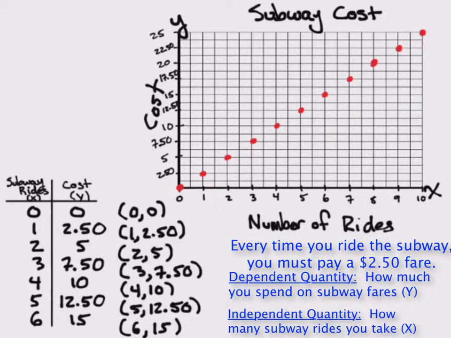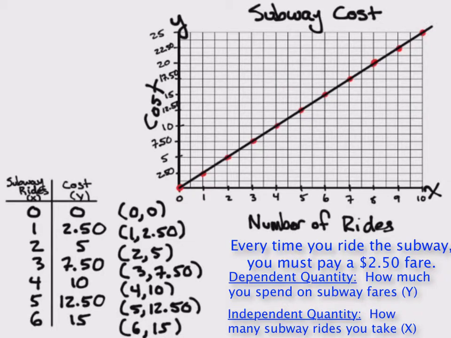Alright, and our points lie on a pretty nice line, which isn't surprising because, of course, the subway ride costs the same amount every time, so on our graph, the points should go up by the same amount every time. Now, it might be tempting to draw a line through all these points. The question is, would that make sense?